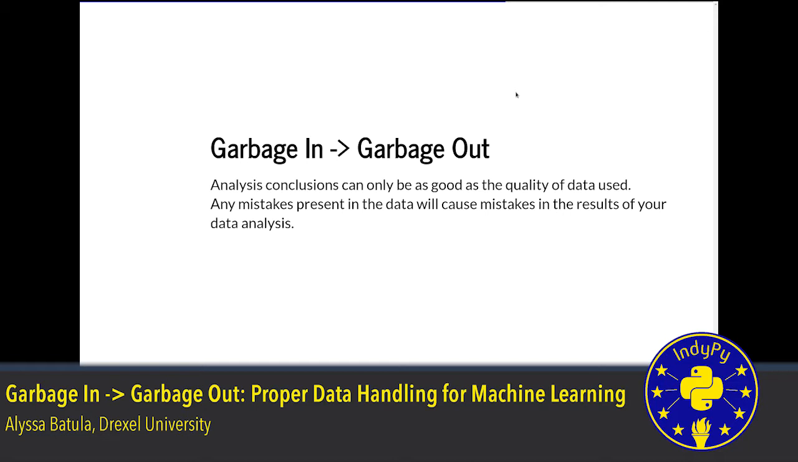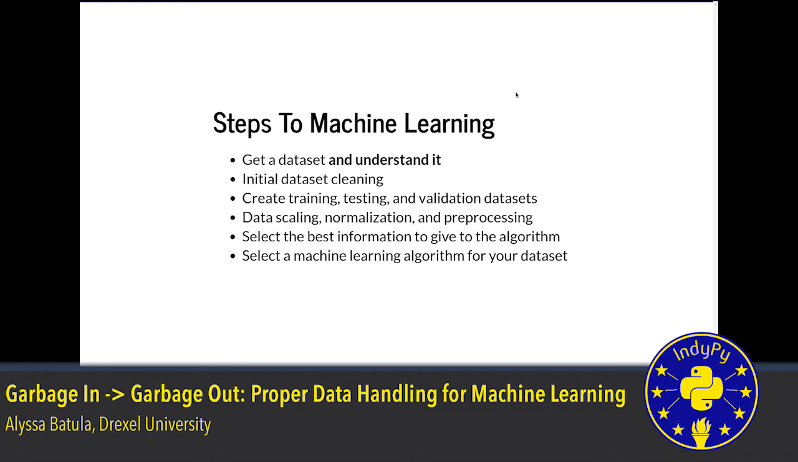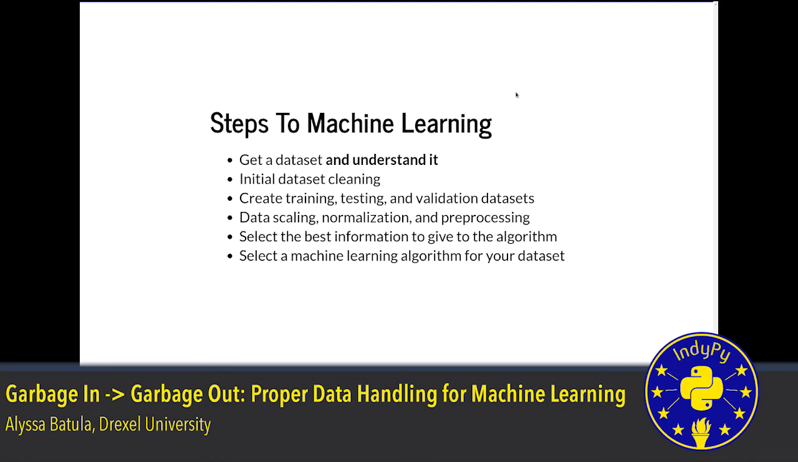So I have some steps to machine learning. First is get your data set and understand it. You can't do a lot of this properly if you don't know what your data is. What features do you have? What do they represent? What do they mean?